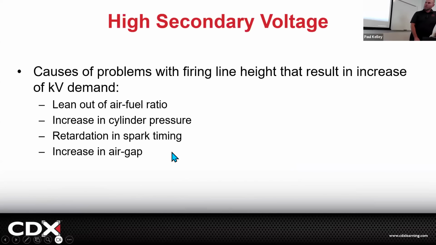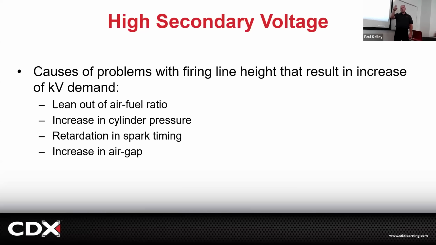Cool. All right, so high secondary voltage: lean air fuel ratio, increase in cylinder pressure. The spark timing being retarded does make it harder for it to jump. So we talk a little bit about spark timing. We talked a little bit about timing in the beginning. We talked about mechanical engine. If your timing is not advanced enough, it will make this line higher, but which cylinders would be affected? If your distributor is a little bit retarded, which means behind schedule, which cylinder would that affect?